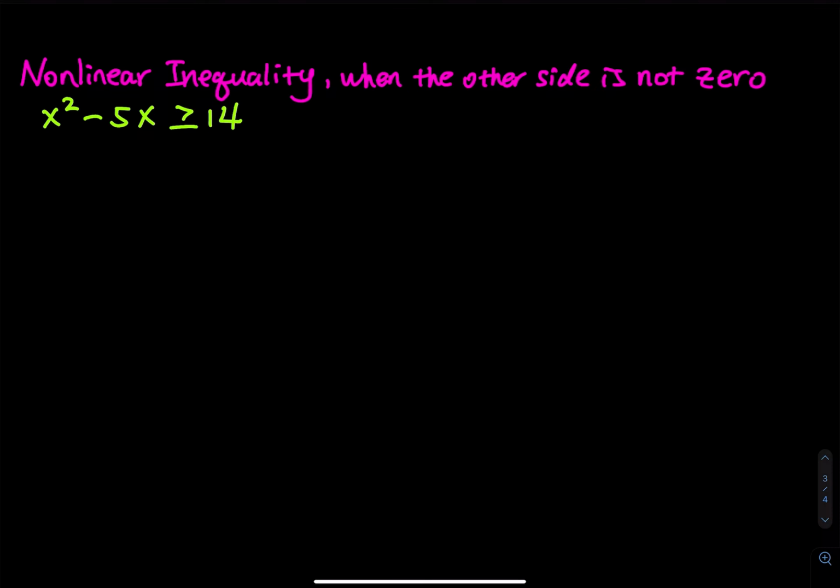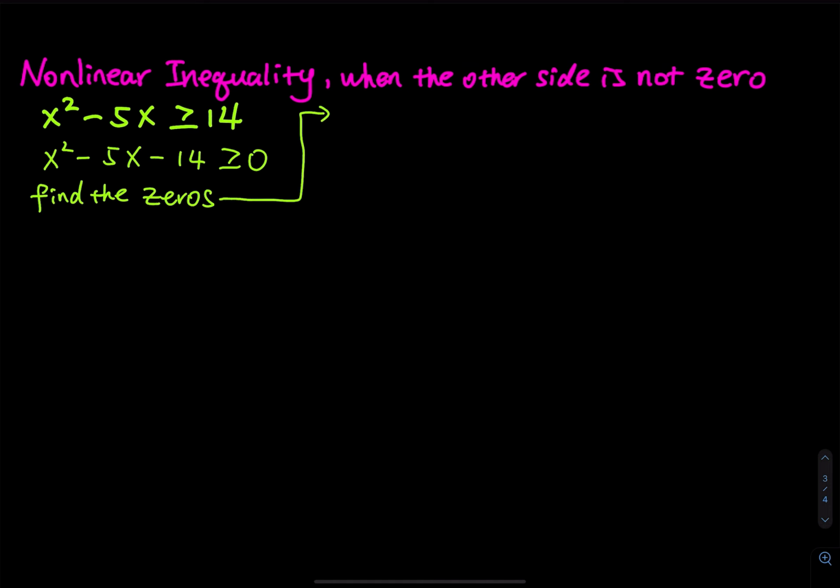Starting with this problem, let's move all the terms to one side because I want to see a 0 on the other side. So I will just do x squared minus 5x minus 14 greater than or equal to 0. Now I have a 0 on the other side. The next step is to find the zeros. To find the zeros, I have to treat the greater than or equal to as an equal. Whatever inequality sign you have, just treat it as an equal.